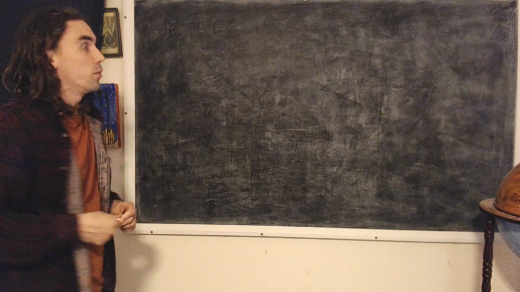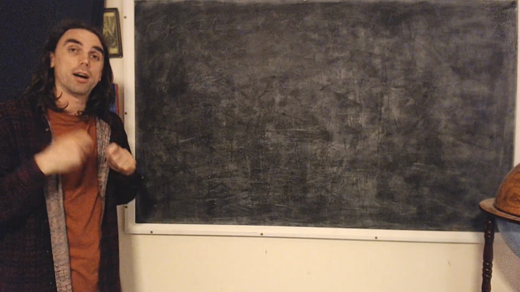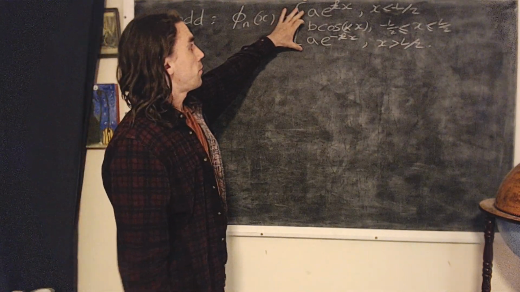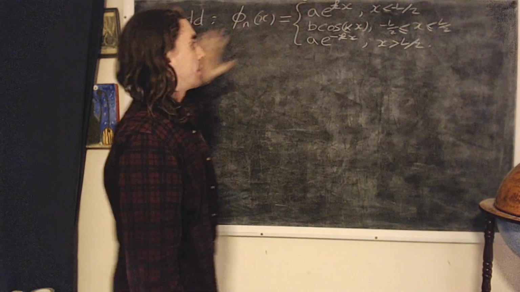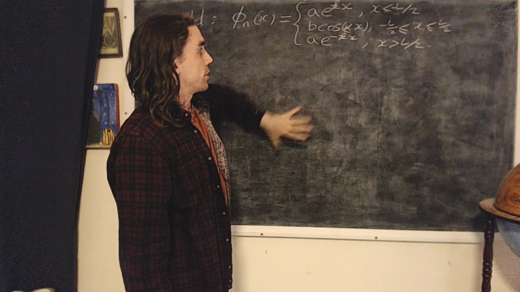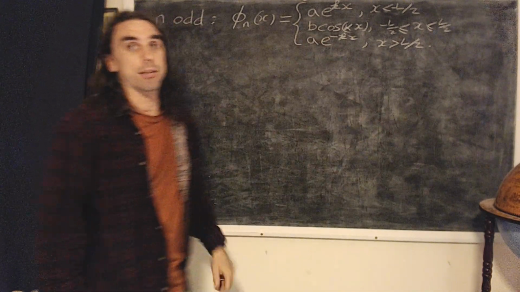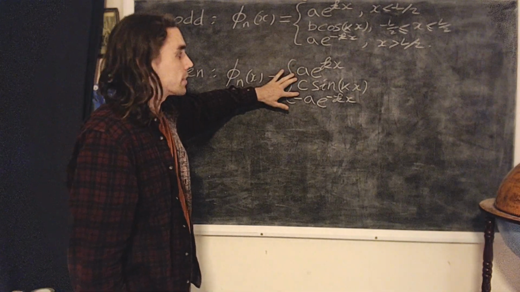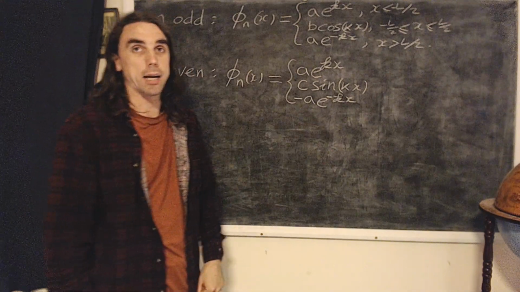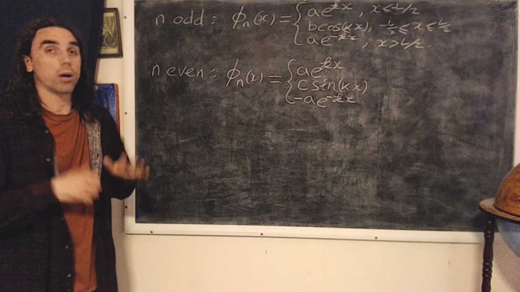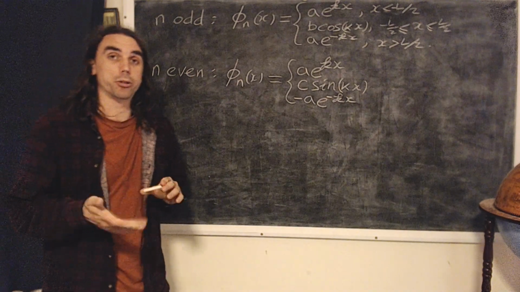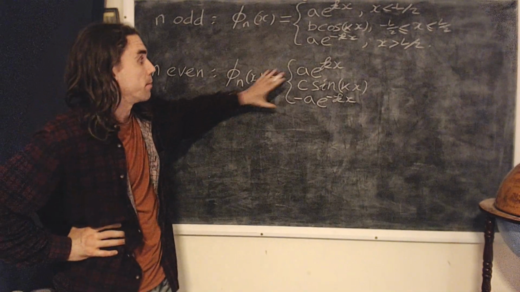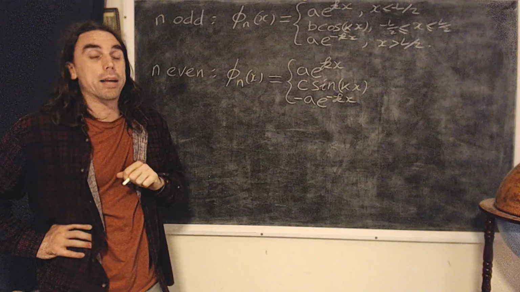Okay, so the two types of solution we have for odd and even n are as follows. For n odd, phi takes this form: A e to the kappa x in region 1, B cos kx in region 2, A e to the minus kappa x in region 3. And when n is even, we have A e to the kappa x, C sine kx, and minus A e to the minus kappa x. Okay, so we had 4 unknowns, A, B, C, and D, and 4 boundary conditions, 2 at each of the joining points. We've used 2 of our boundary conditions implicitly in writing these forms, so we need 2 equations left.